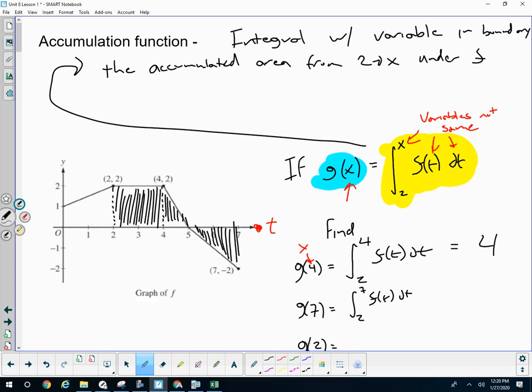So we already know this is 4. This is a triangle, 1/2 a base length of 1, a height of 2. So this is just 1. This is a triangle, 1/2 a base length of 2, a height of -2. This is -2. So I got 4 plus 1 minus 2. That's it. That's my answer, 3. Okay, do the last two, please.